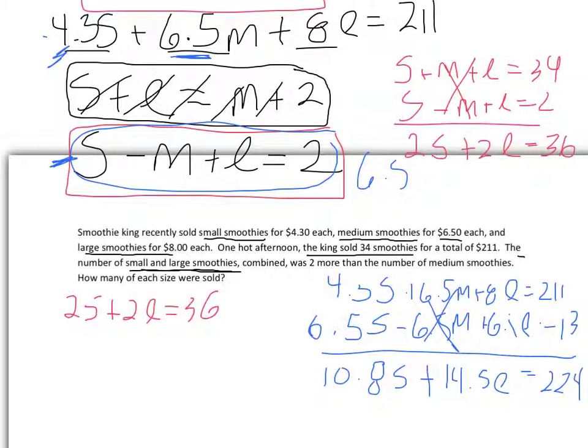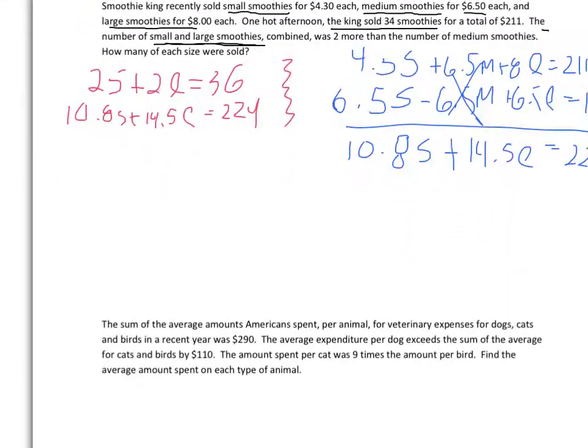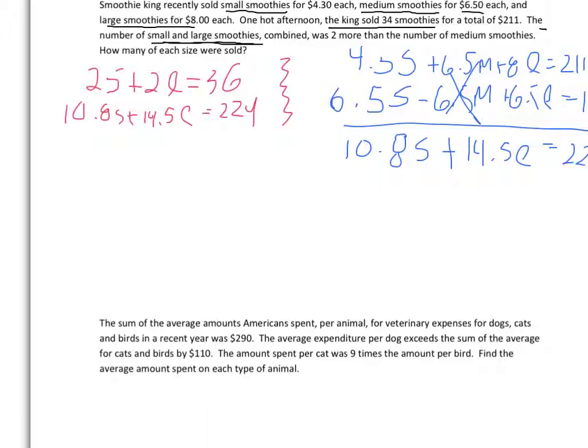So we can write this down over here: 10.8s plus 14.5l equals 224. Okay, so if nothing else, we have this set of equations where we only have 2 equations and 2 variables. So we're going in the right direction. Now we need to use those to solve for s and l. We'll get back up to the top to solve for the other ones.